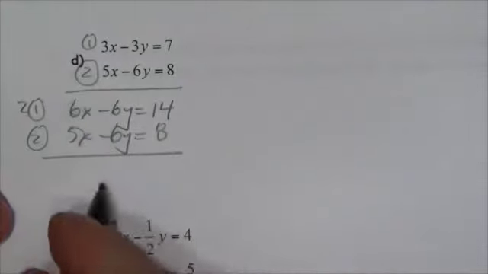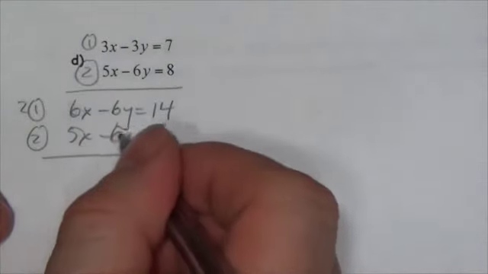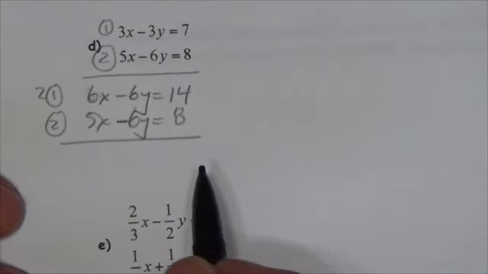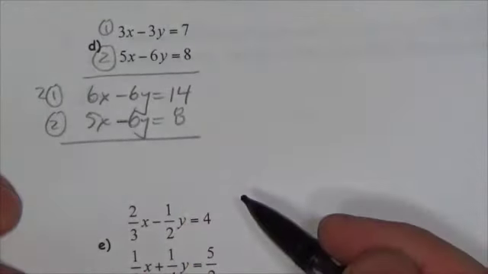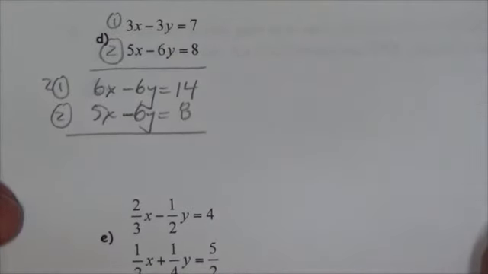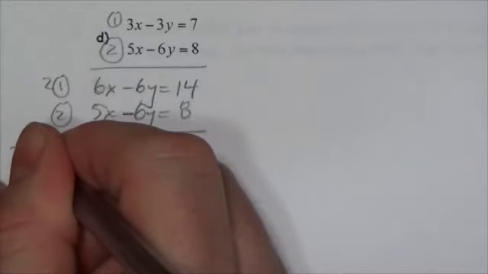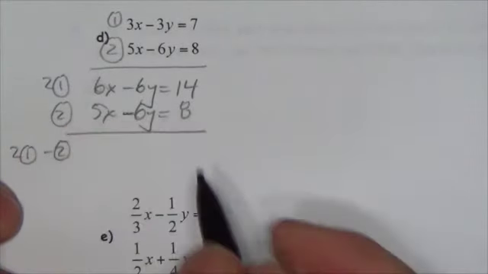Okay, and so now I'm going to combine these two. Now notice, because the operations in front of the 6y are the same, what I need to do is subtract these two. If that's not clear to you right off the bat, you need to be very, very careful with this. I'm going to take 2 times equation 1 and subtract equation 2.